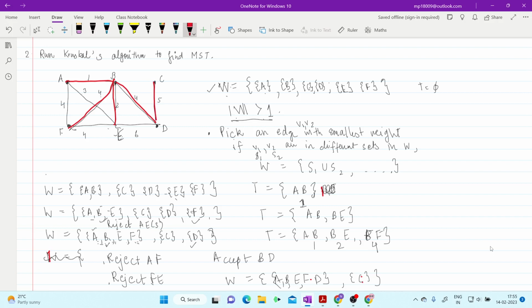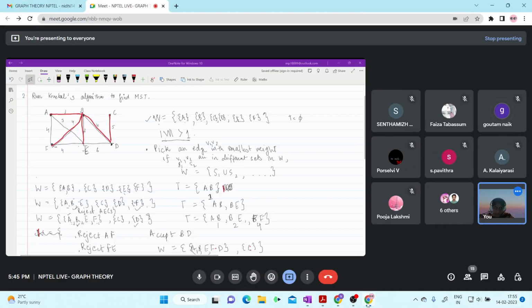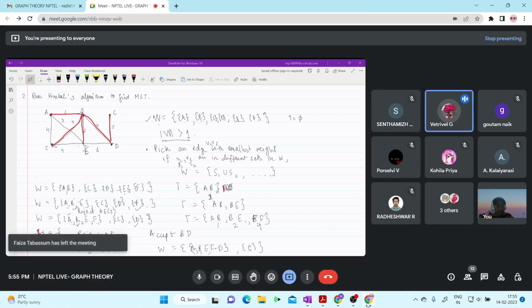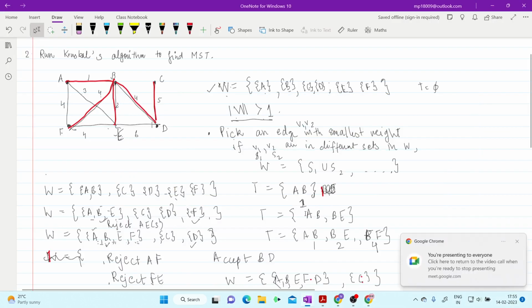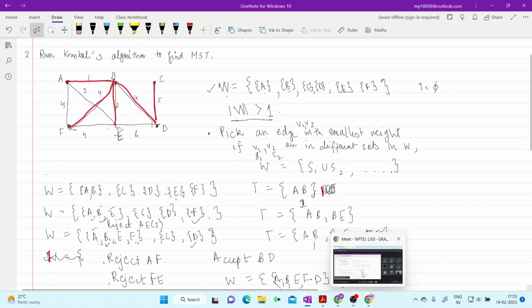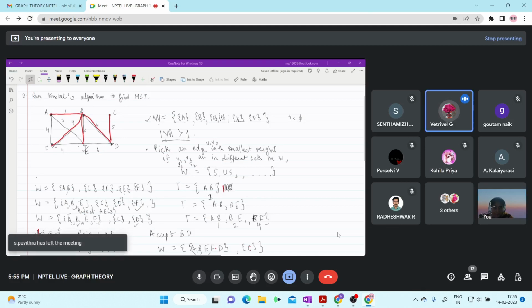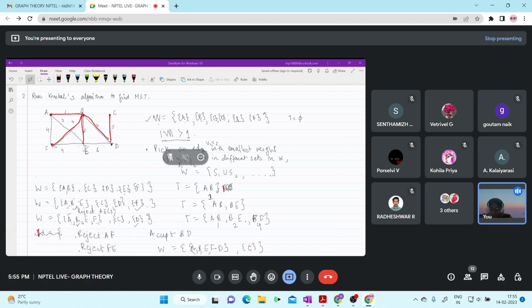So, is this algorithm fine for everybody? Yes, ma'am. Okay. Is there any question? Ma'am, but here it's not necessary to continue from the last endpoint. Yeah, in this case we weren't continuing from the last endpoint. We were always looking for the edge with minimum weight. Okay, ma'am. Thank you, ma'am.